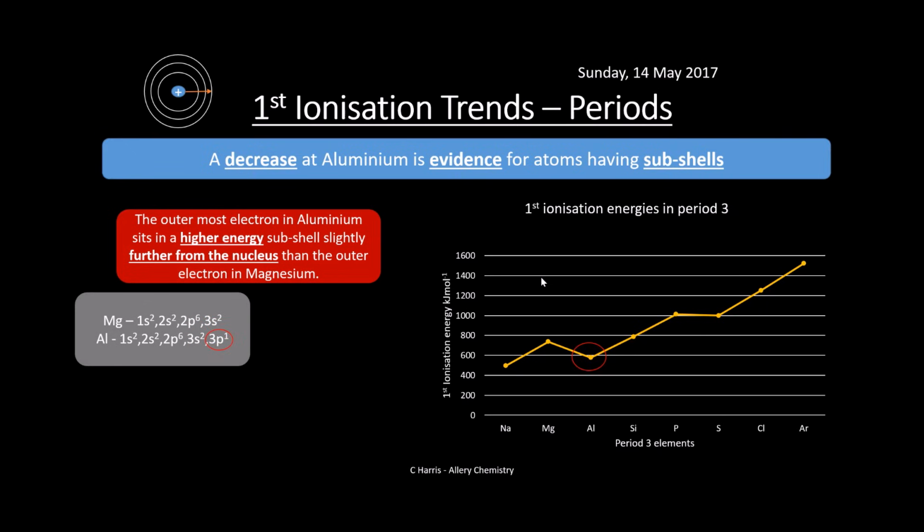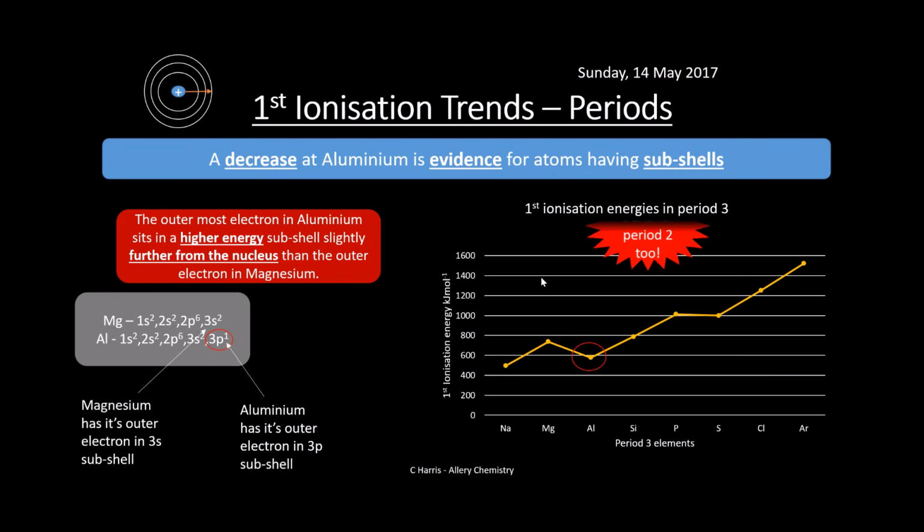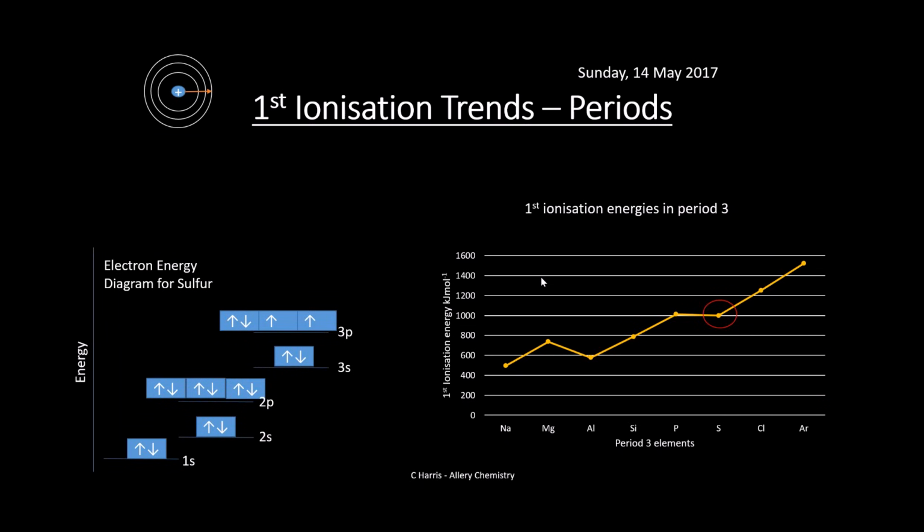So aluminium has that 3p1, its electron is in the p orbital. Magnesium obviously just has the 3s2. So the electron in the 3p is slightly shielded by the 3s. There you go. So it's in the 3p subshell, and the magnesium has it in the 3s. And this trend is obviously similar for period 2, because they might ask you about period 2 as well.